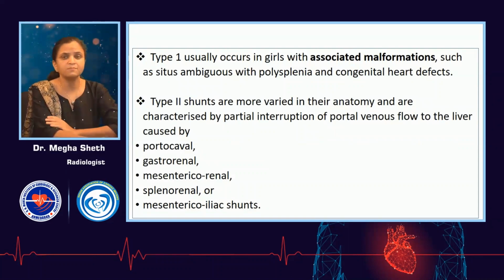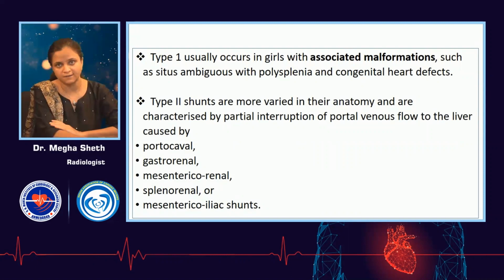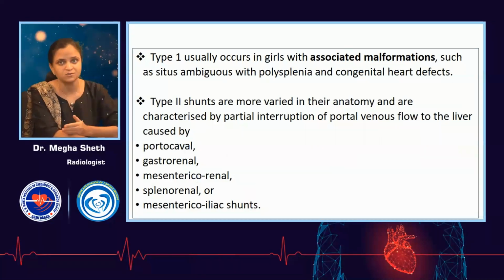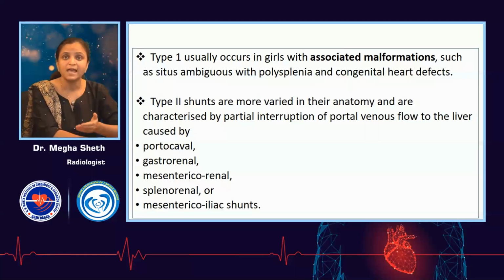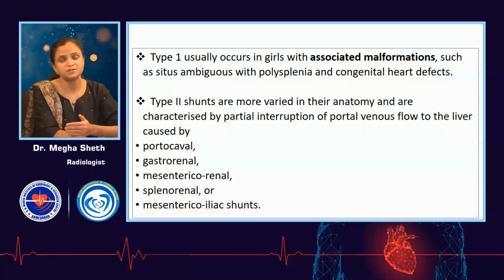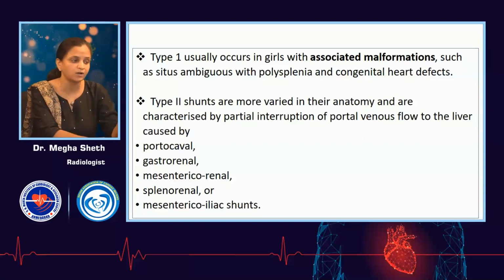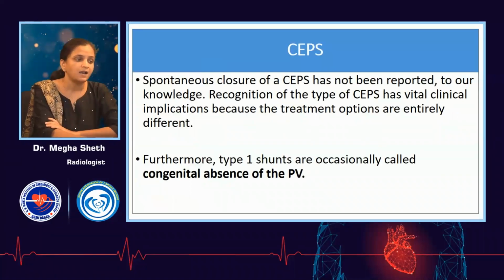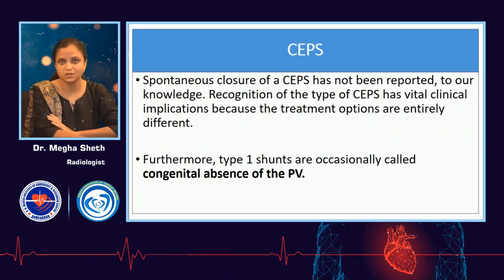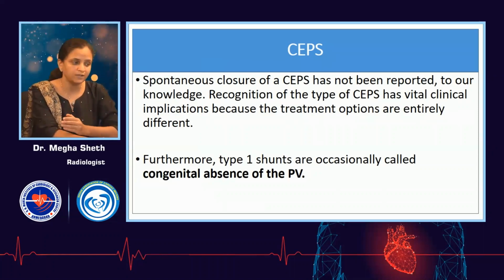Type 2 shunts can be between any tributary of the portal vein and the IVC. So, it can be portocaval, gastrorenal, mesenterico-renal, splenorenal, or mesenterico-iliac shunts. Depending on the type of shunt, the patient will have a varied clinical presentation, like rectal bleeding, depending on where the shunt is. Now, spontaneous closure of congenital extrahepatic portosystemic shunts has not been reported, and it is necessary to do the closure surgically or with a device.